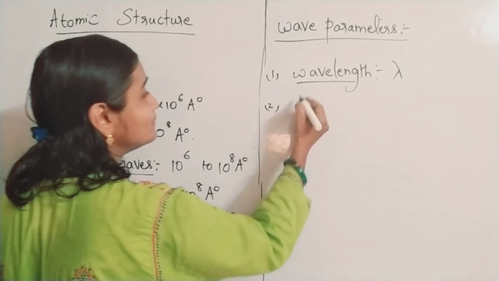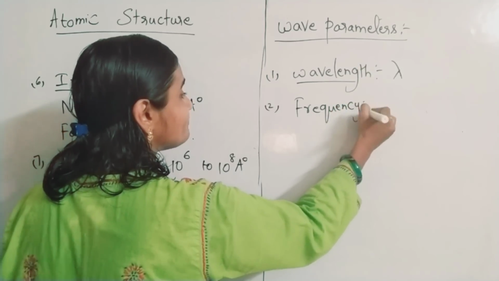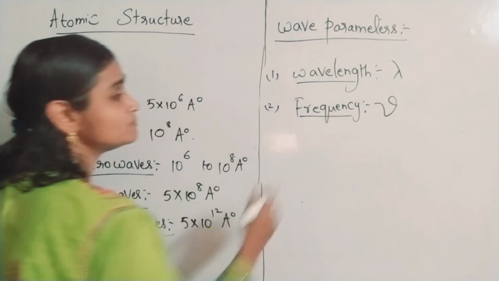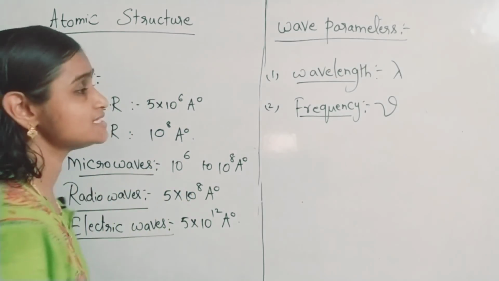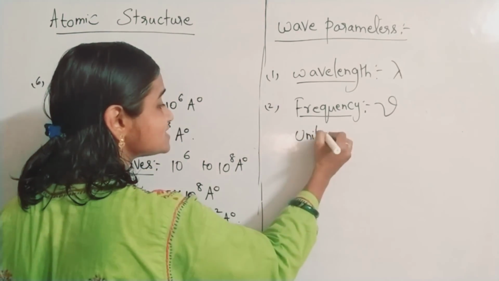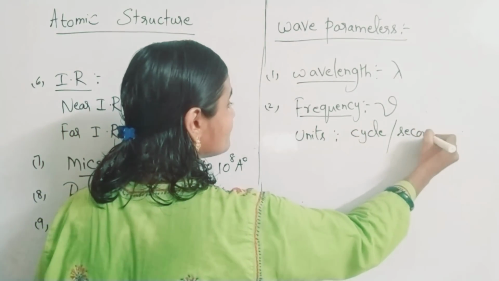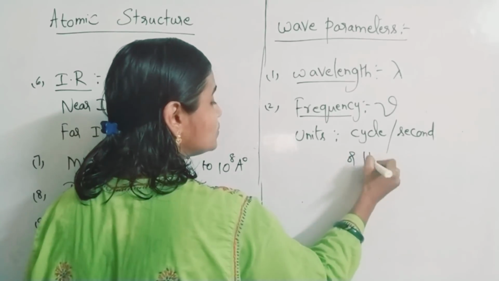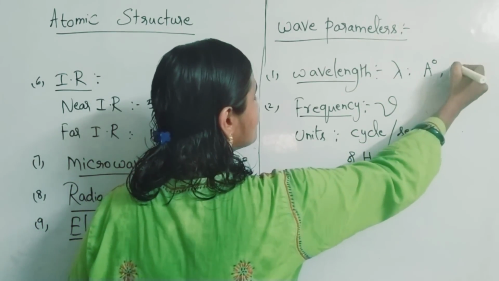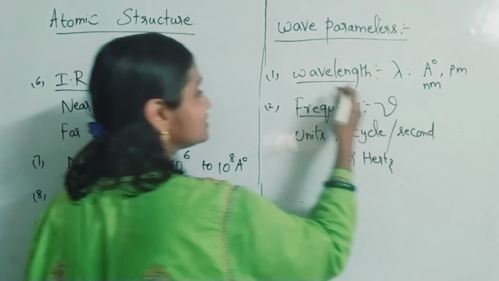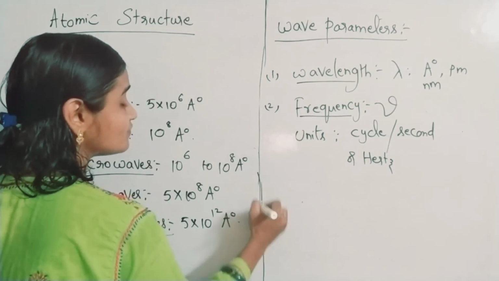Then we have frequency, denoted by the symbol nu. The number of cycles made by a wave in 1 second is called frequency. The units are cycles per second, or hertz. For wavelength, the units are angstroms, picometers, nanometers; all of those are units for the wavelength of a wave.